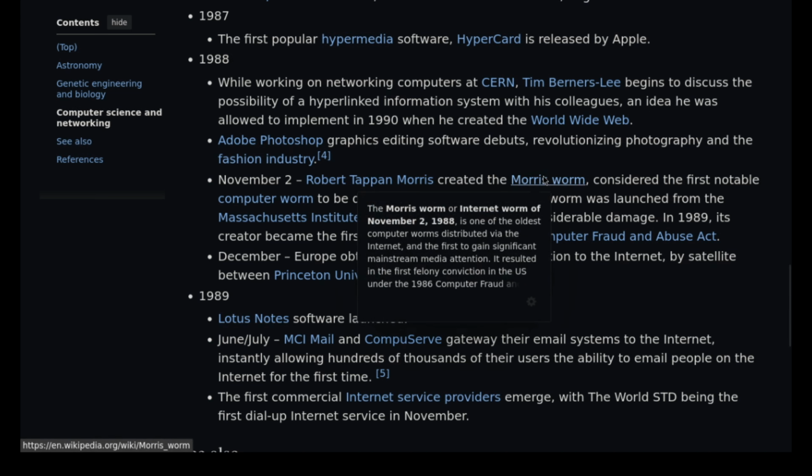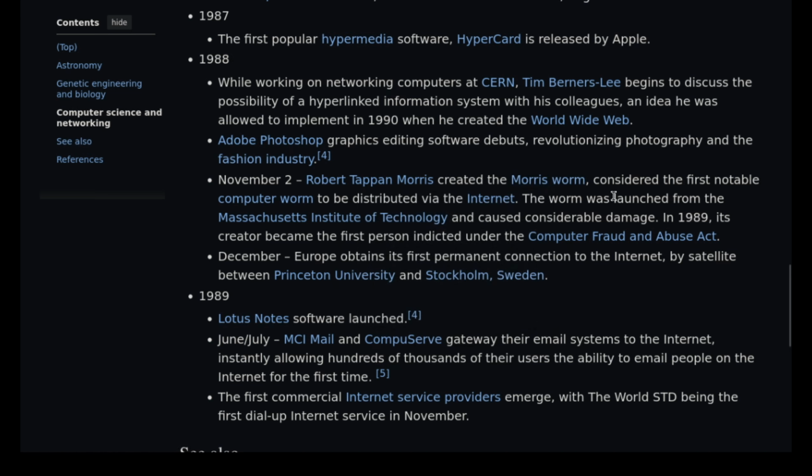Let's see if there's anything helpful in the little preview. The Morris worm, or internet worm, of November 2nd, 1988 is one of the oldest computer worms distributed via the internet and the first to gain significant mainstream media attention. It resulted in the first felony conviction in the US under the 1986 Fraud and Abuse Act. So this wasn't super helpful. I'm curious what kind of damage could be made with a worm on the internet back in the 80s.